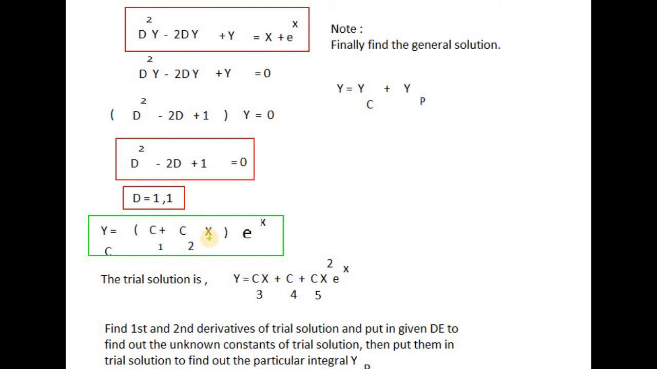Here we have x, so here we have one degree more, which is x square. This is our trial solution.